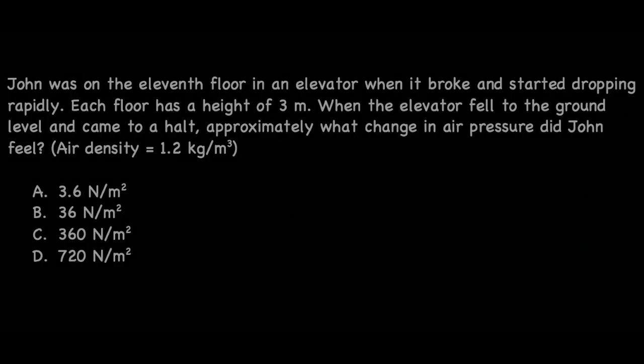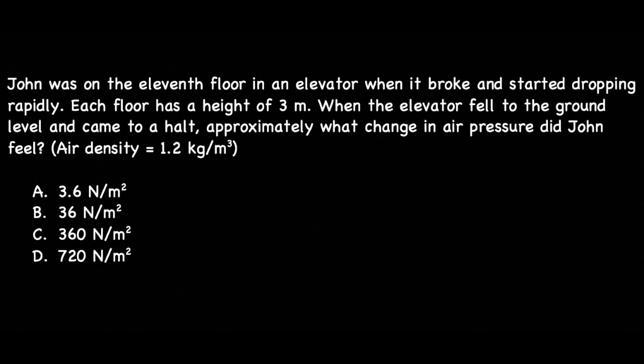Today's focus is going to be pressure. So, before we go into more details, let's take a look at the question. John was on the 11th floor in an elevator when it broke and started dropping rapidly. Each floor has a height of 3 meters. When the elevator fell to the ground level and came to a halt, approximately what change in air pressure did John feel? A. 3.6 newtons per meter squared. B. 36 newtons per meter squared. C. 360 newtons per meter squared. Or D. 720 newtons per meter squared.